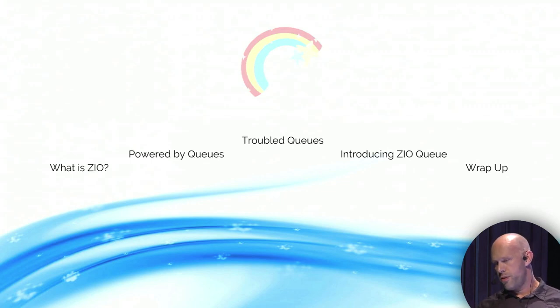I'll follow that up with some brief discussion about some of the trouble that results from today's queues. There are some real drawbacks to using some of the most popular queues on the JVM. And these drawbacks don't have clear solutions. They don't have clear solutions because they're written in procedural programming, which doesn't offer the rich compositionality of functional programming.